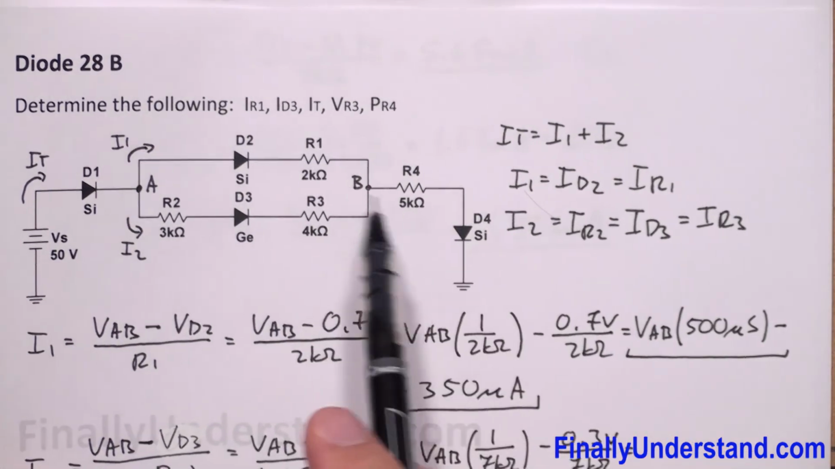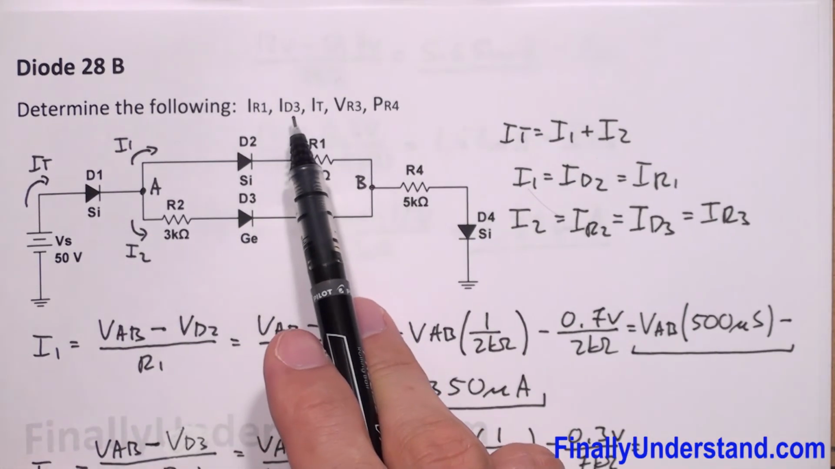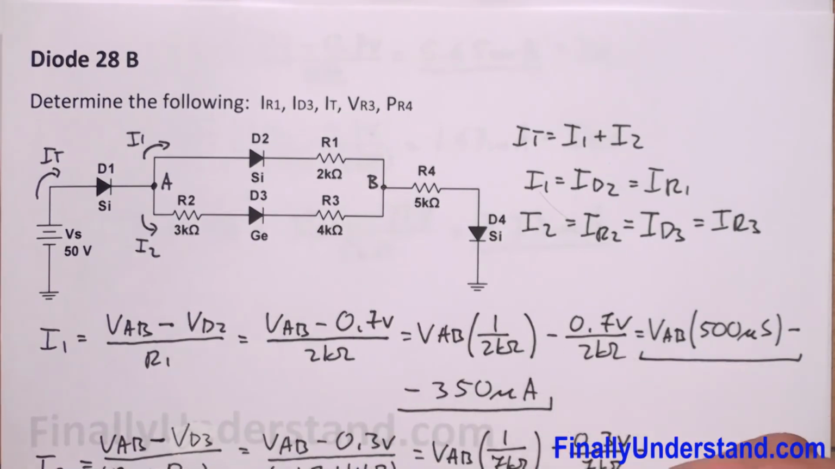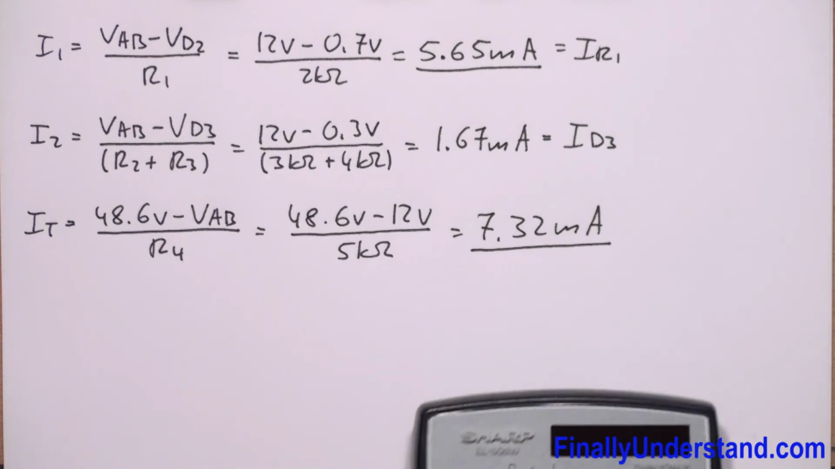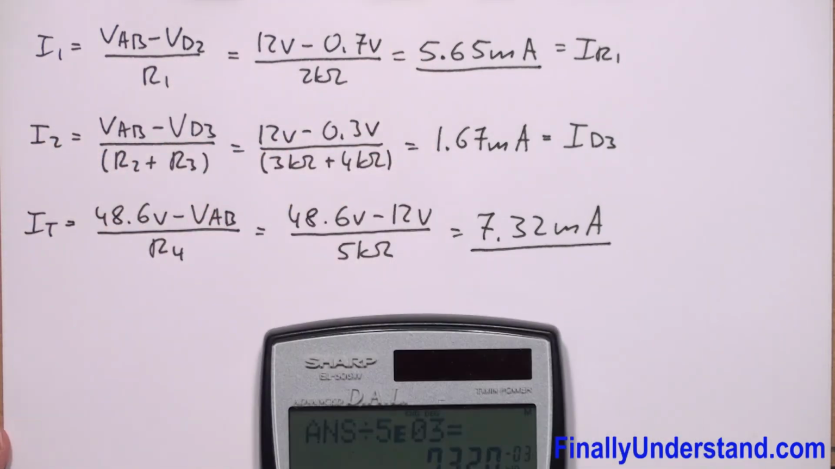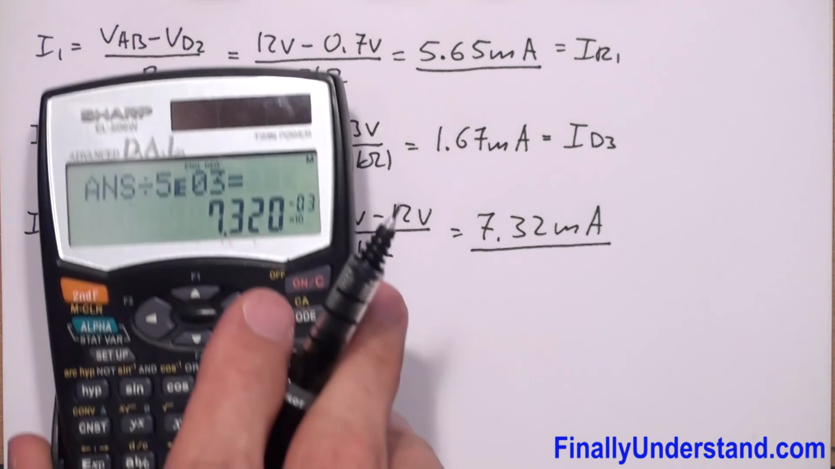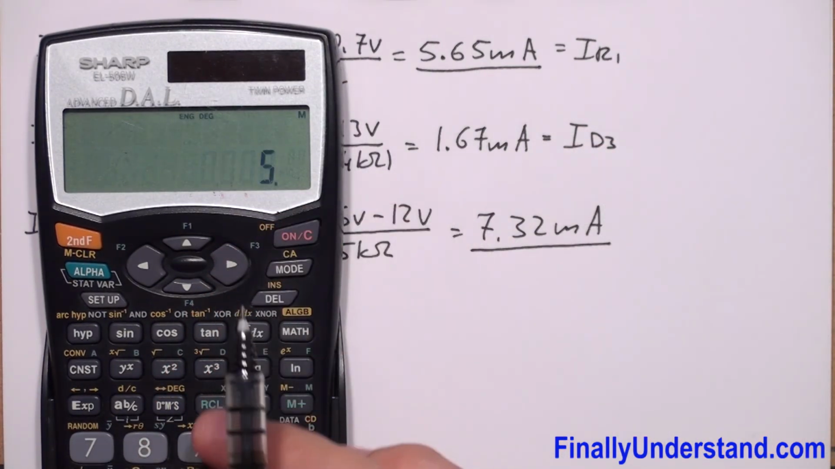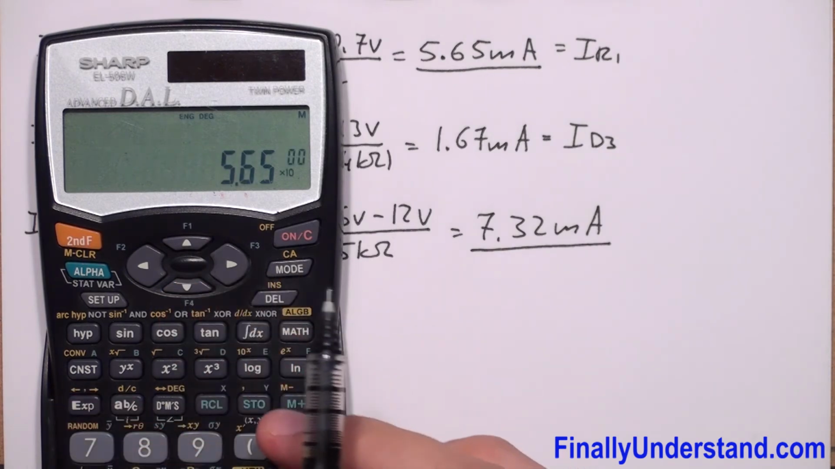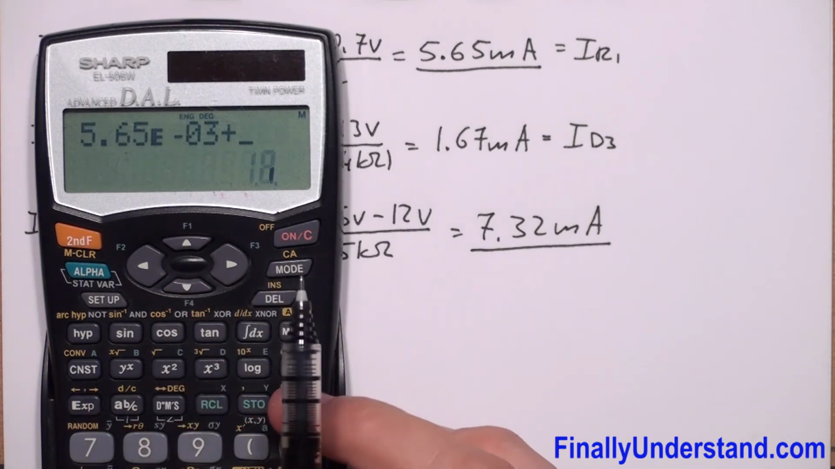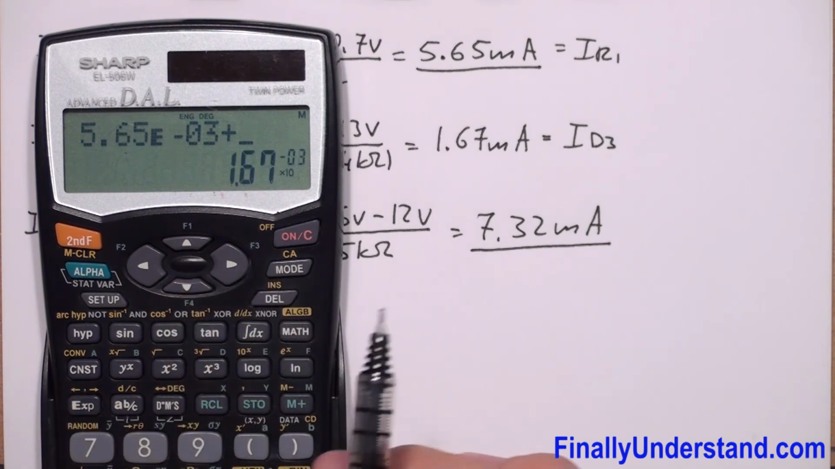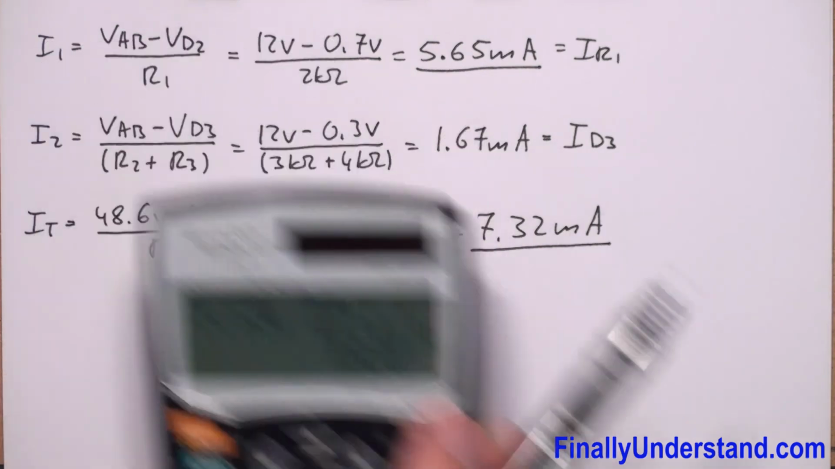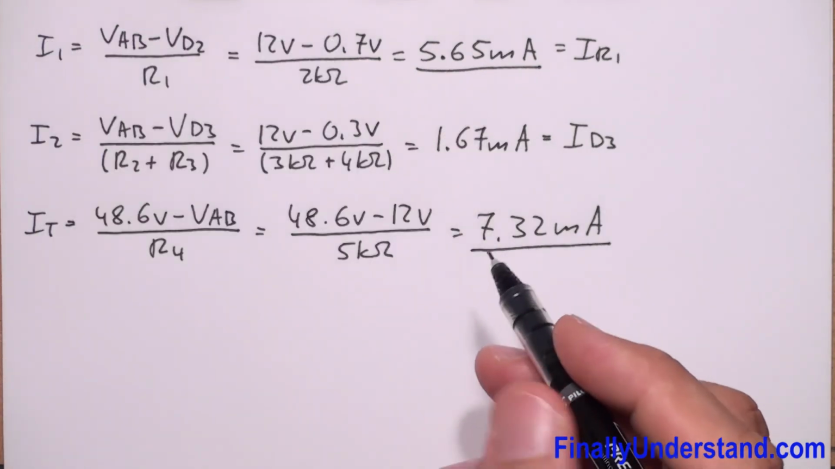Okay, so we've found these three currents, and now if you want to verify that our answers are correct, you can always add these two currents and check if this addition is going to give me this value. So I have 5.65 exponent 3 negative plus 1.67 exponent 3 negative. This is equal to 7.32 milliamps. So it means that our calculations are okay so far.